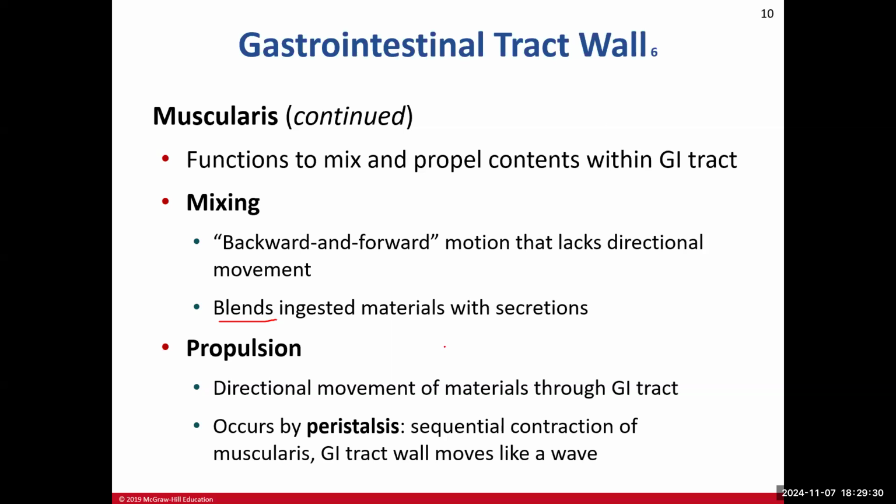And then the longitudinal layer helps with propulsion. This is how we move things along through your digestive tract. And so for the majority of the digestive tract, we call it peristalsis. And so that is literally these waves that occur in the digestive tract to move contents distally.